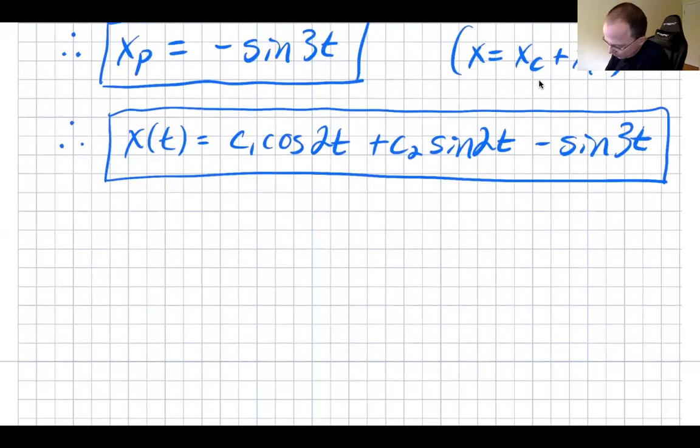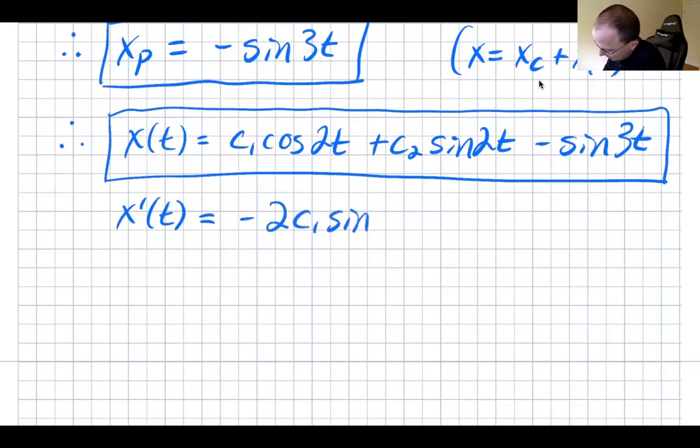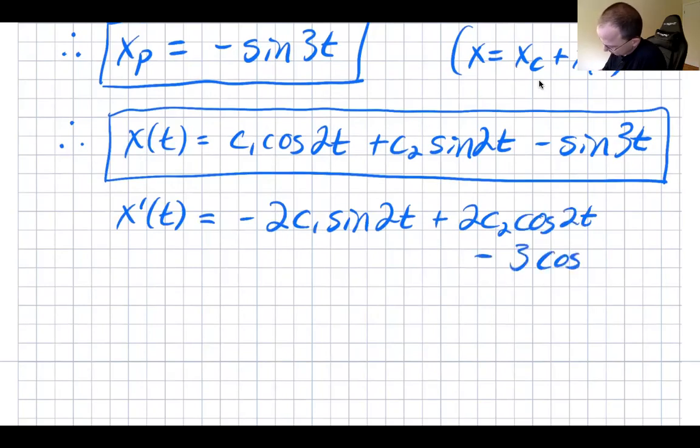So what do we need? We're going to use our initial conditions: x of 0 equals 0 and x prime of 0 equals 0. So we need to take the derivative of this: negative 2 c1 sine 2t plus 2 c2 cosine 2t minus 3 cosine 3t.